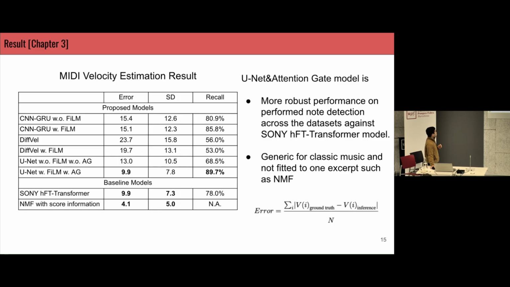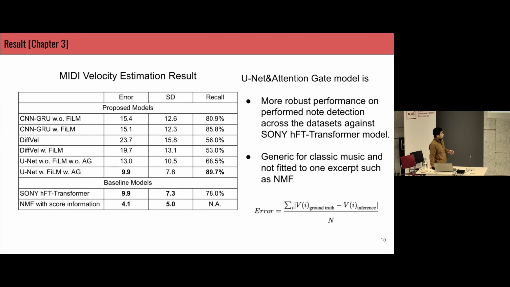This actually implies that this U-Net model is more robust across datasets, because the Sony HFT model used the same test set from MAESTRO, but once the test set is changed, the accuracy of its note detection rate went down. So this model is not as robust as the U-Net model across testing datasets. However, the NMF model is achieving way better results in terms of the MIDI velocity estimation for each note.